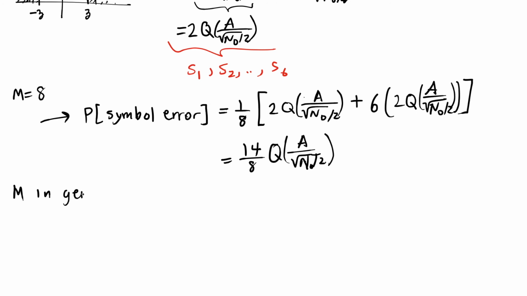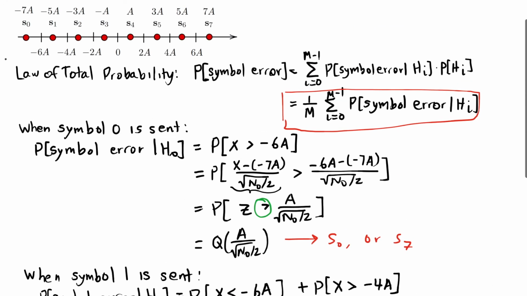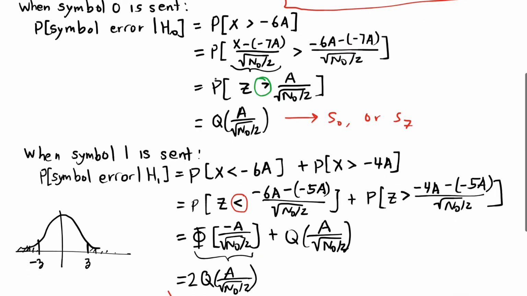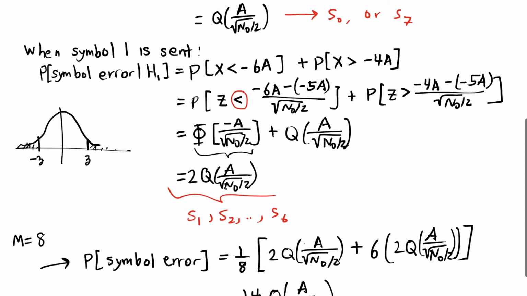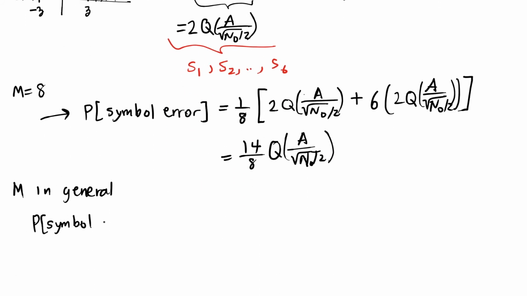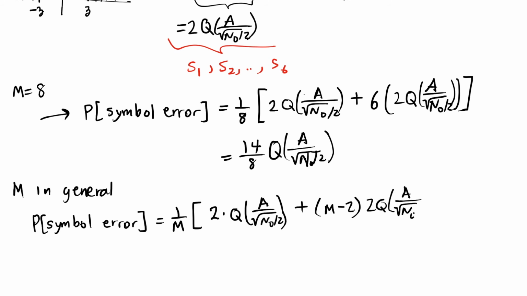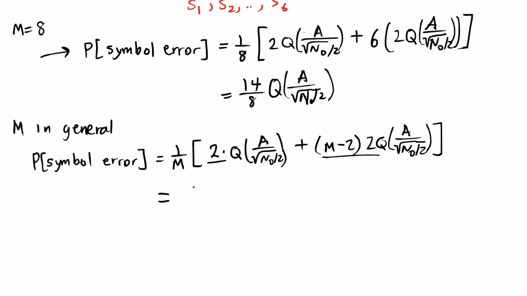But let's talk about M in general, because if I had higher values of capital M, I would have more symbols, but I would always have symbols separated by 2a. The threshold would always be halfway in between them, that is a away from the symbol value. And I would always have the symbols at the end having this probability of error, given that the symbol on the end was sent, and I'd always have the symbols in the middle, all capital M minus 2 of them, having this probability of error expression. Okay, and that's going to simplify, which is going to make it M minus 1 times 2.